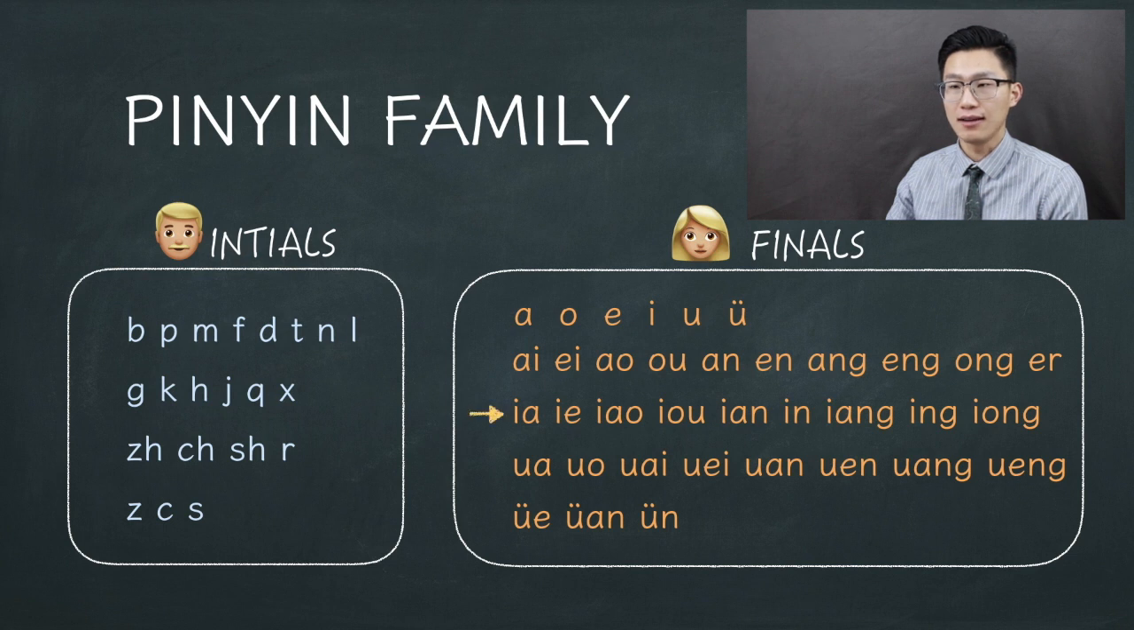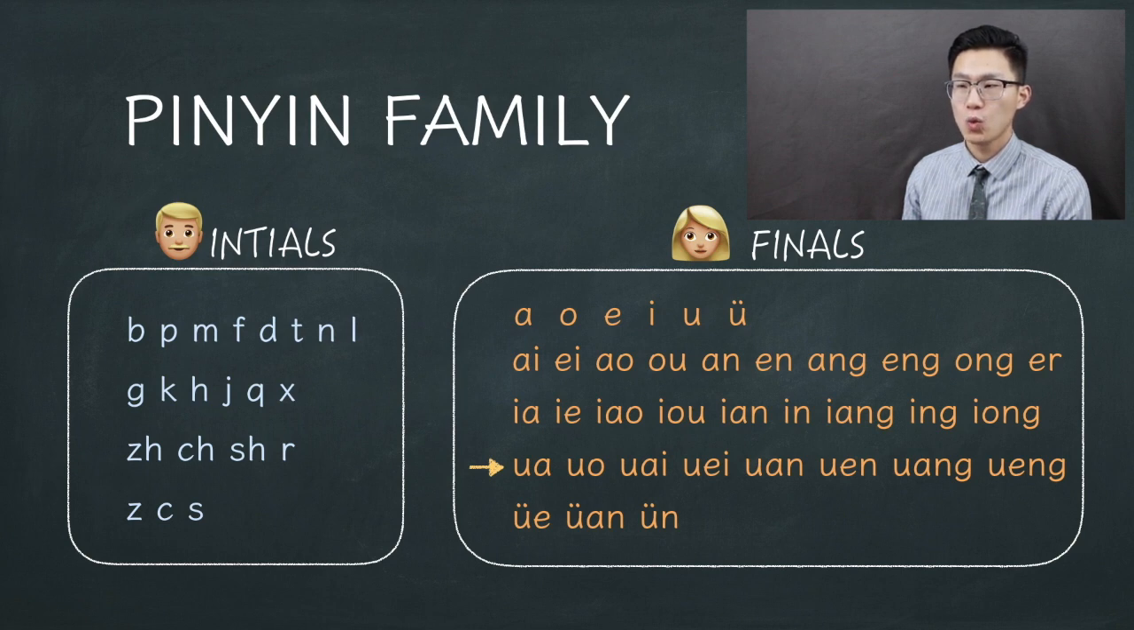And the third line: ya, ye, yao, you, yan, yin, yang, ying, yong. The next line: wa, wo, wai, wei, wan, wen, wang, weng.